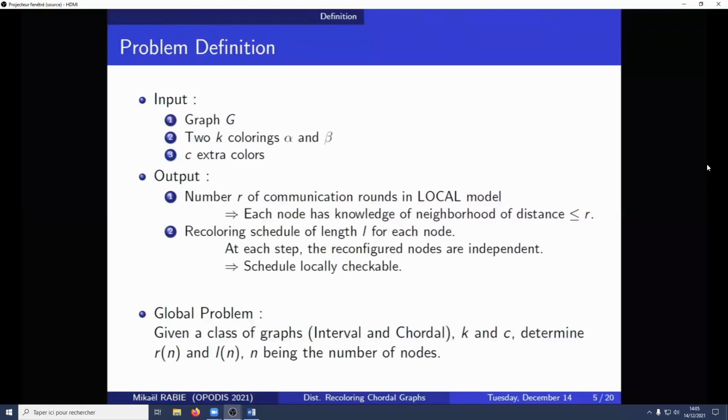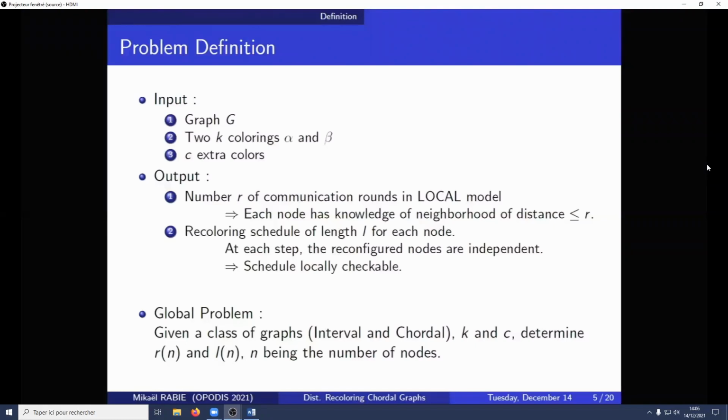So now I will give a formal definition of the problem. We are given a graph and 2 colorings, alpha and beta. Those are k-colorings, and we have access to some extra colors. We are working in the LOCAL model, meaning that after r rounds of communication, nodes know their neighborhood at distance r, and they also have unique identifiers. The goal is to know how many rounds of communication are needed to produce a schedule of some length. Some trade-off might even be interesting to look for in some situations.